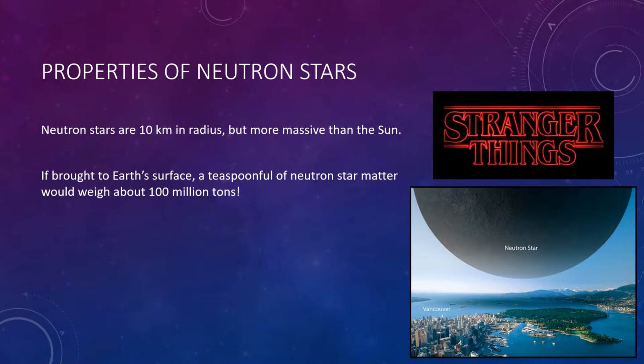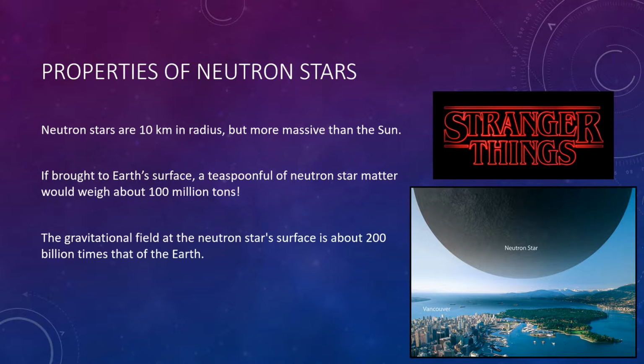The maximum possible mass of a neutron star is only about 2 to 3 solar masses. Beyond that, a stellar core will create a black hole. These objects are so dense that if brought to the Earth's surface, a single teaspoon of neutron star matter would weigh nearly 100 million tons, or as a comparison, you could say about 20 million elephants.